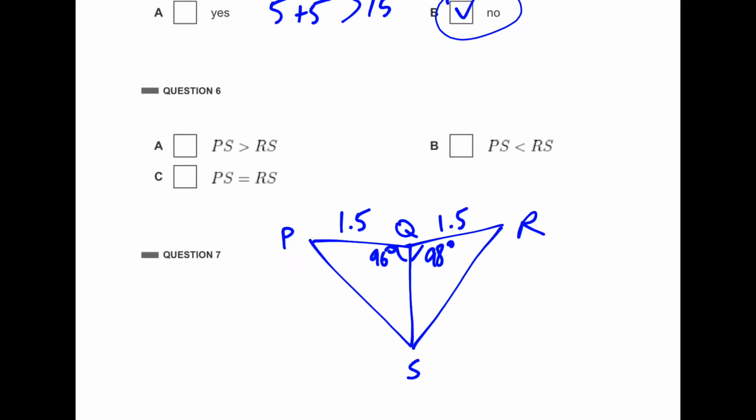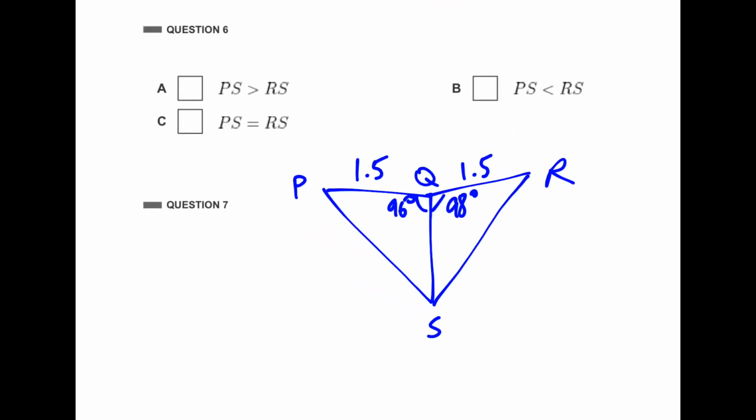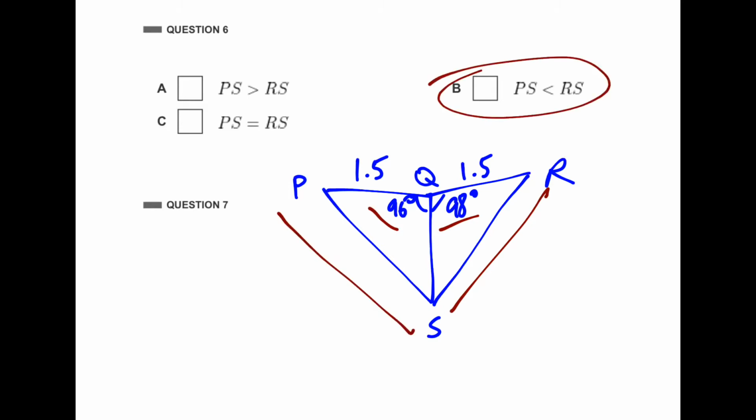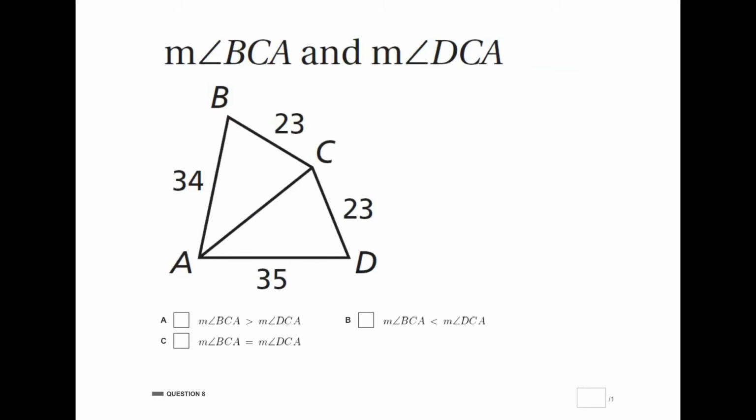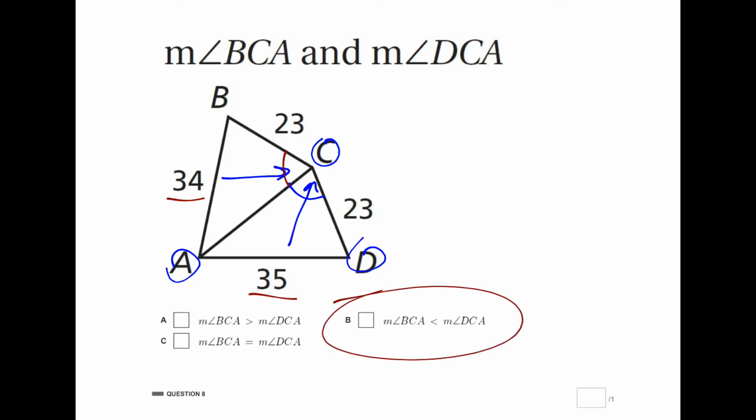For number 6, for some reason the image didn't load here, so I just drew it in. We know that 98 is a bigger angle than 96, which means that side RS is going to be bigger than side PS. So the best choice there was B. For number 7, 35 is bigger than 34. So I look to the angles across from them. And I know that this angle, which we can call ACD or DCA, is going to be bigger than this other angle over here, which will be BCA. So B is the correct answer.